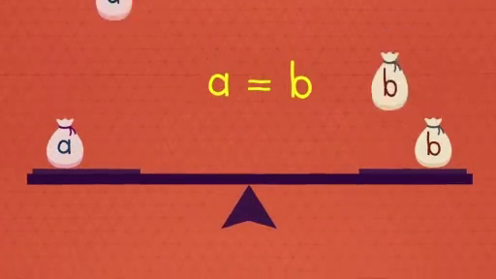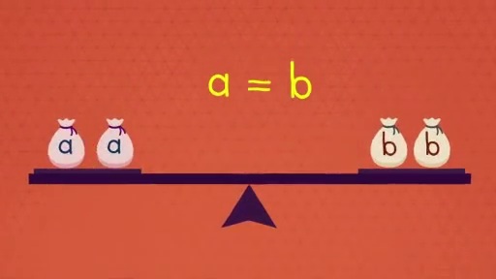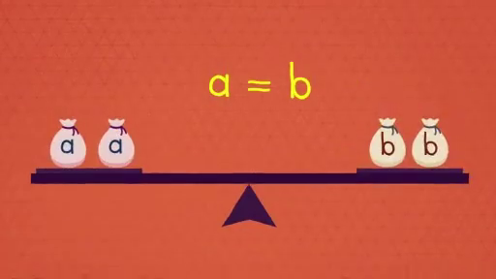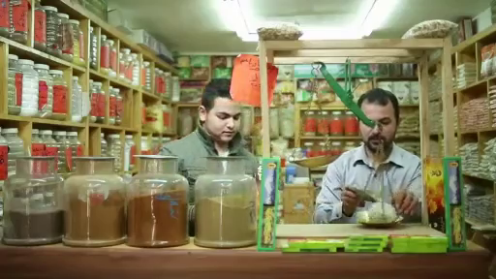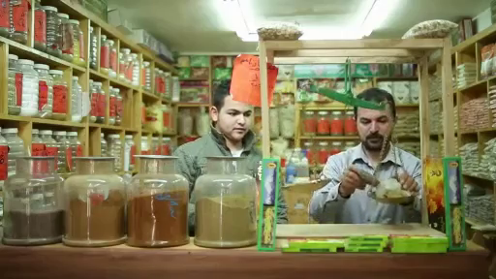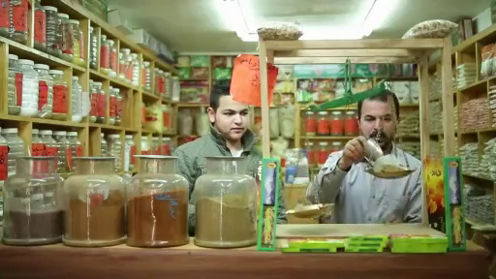Let's recap. When we have an unknown in any equation, we can determine its value by knowing the different properties of equality. Always remember to keep your equation balanced at all times. And don't tip the scales.